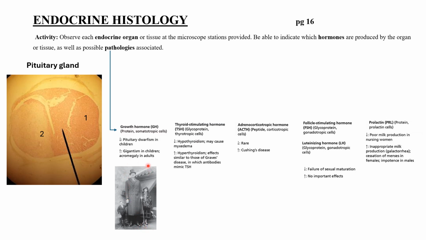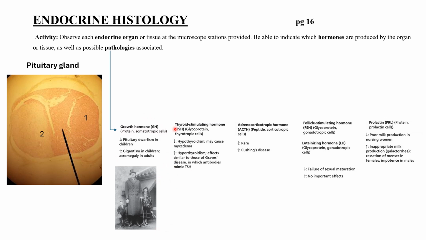And what happens if there is too much growth hormone in adults? In adults, the epiphyseal plates of the long bones have already closed, so that person cannot grow in height, cannot become taller. But what happens, which you cannot see in this photograph, is that the facial bones and the bones of the hand become thick and enlarged, and the facial features change, they become coarse. Now this is the first secretion of the anterior pituitary.